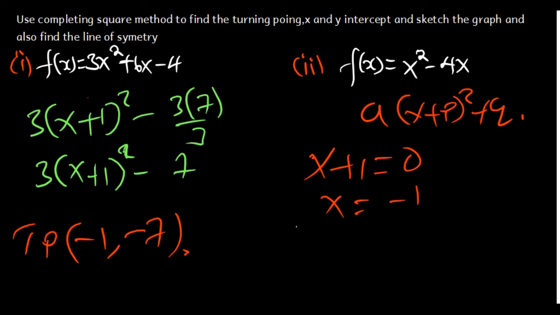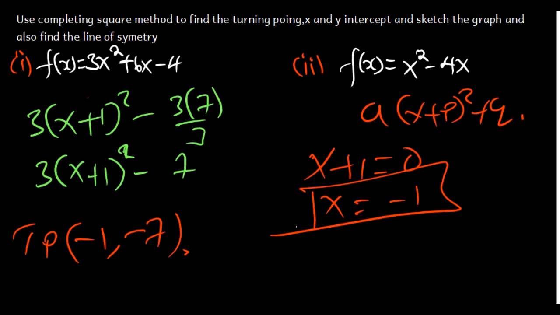Okay, now from there, what else do we know? We can see that negative 1 comma negative 7 is our turning point. That's where the graph is going to turn. Now from here we can also find the x and y intercept. Now to find the line of symmetry, you just equate what is inside equal to 0 and find the value of x. That is the line of symmetry.